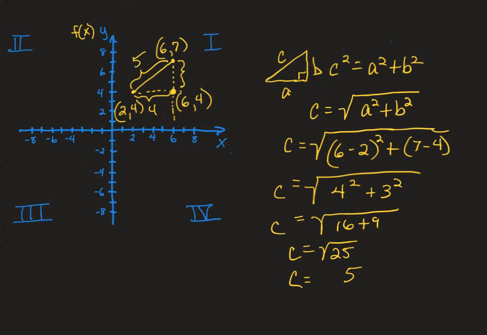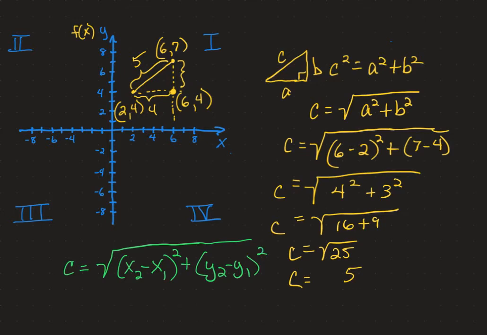Okay? And in fact, if we write that as a formula, we can say that C is equal to the square root of x2, the x value of the second coordinate, minus the x value of the first coordinate squared, plus the y value of the second coordinate minus the y value of the first coordinate squared. That will give us the length of the hypotenuse, which is also the distance between any 2 points.